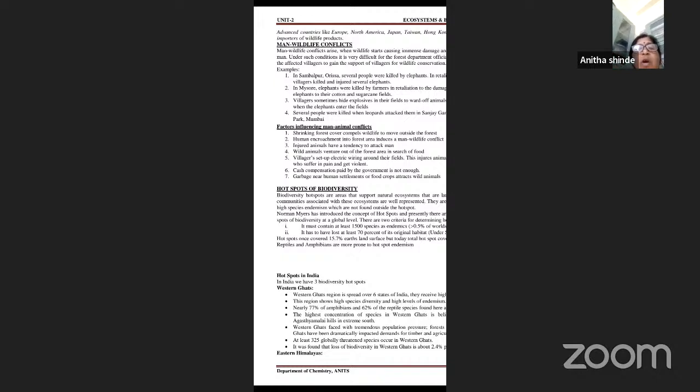Now next is hotspots of biodiversity. I think the time is already over. Tomorrow we'll talk about the hotspots of biodiversity.